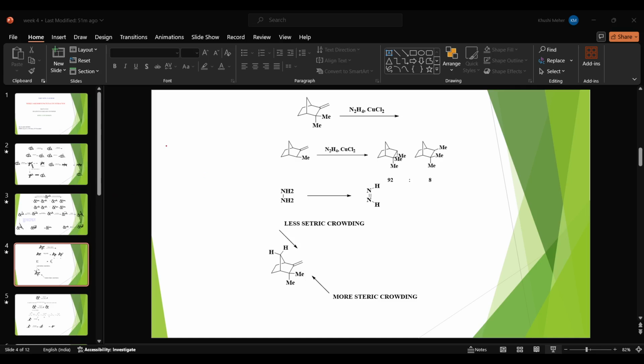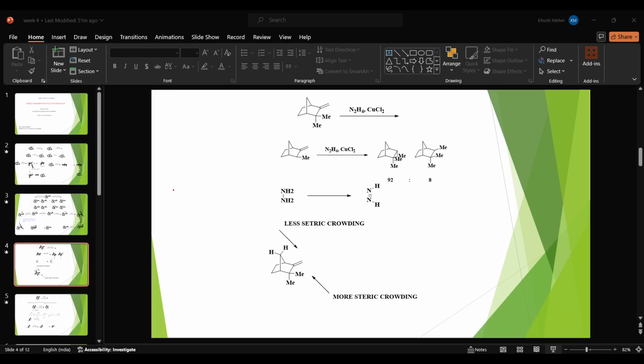We have a strong base, in this particular case ethoxide. Sometimes you can use more stronger bases like sodium tert-butoxide or potassium tert-butoxide. In that case, you can perform the reaction at room temperature also, by using that kind of strong base.